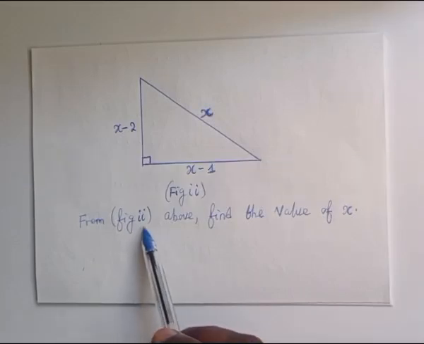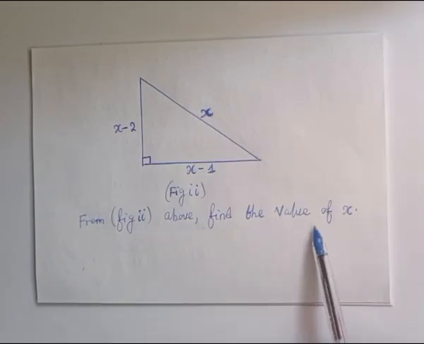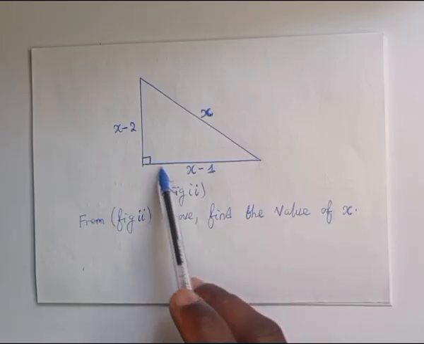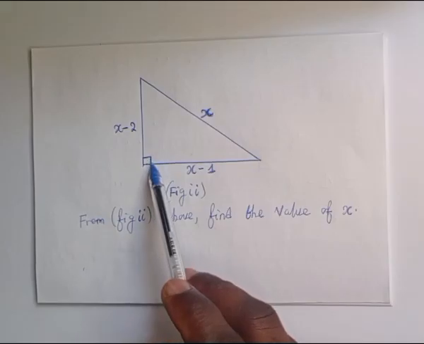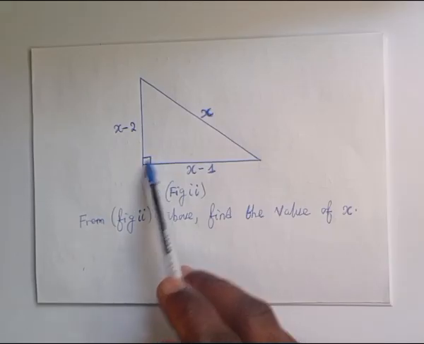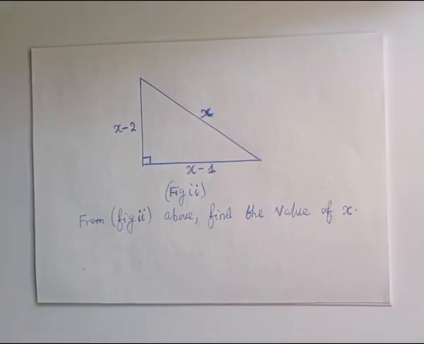From figure 2i above, find the value of x. You can see figure 2i, it is a right angle triangle. This is a right angle. It's always indicated as such. That means this angle is equal to 90 degrees.